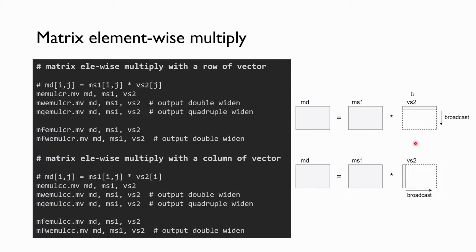The first example, above here, broadcasts the vector register to a matrix along the row direction, and the example below broadcasts the vector register to a matrix along the column direction. And then the two matrix tiles compute element-wise multiplications and put the results to the MD.